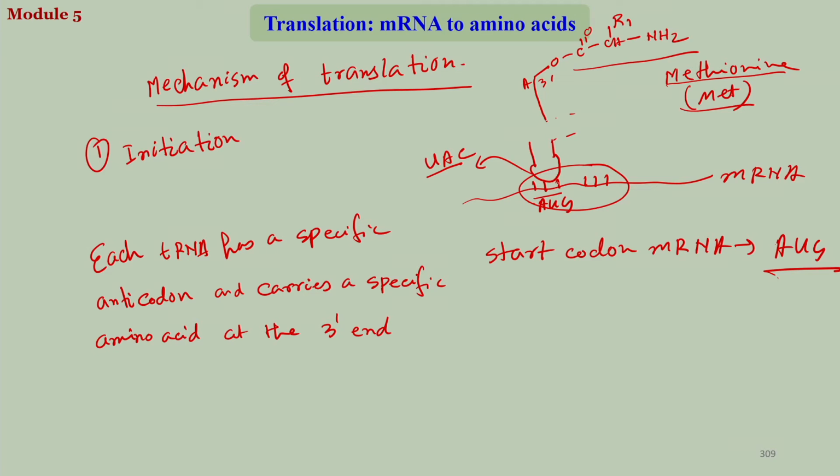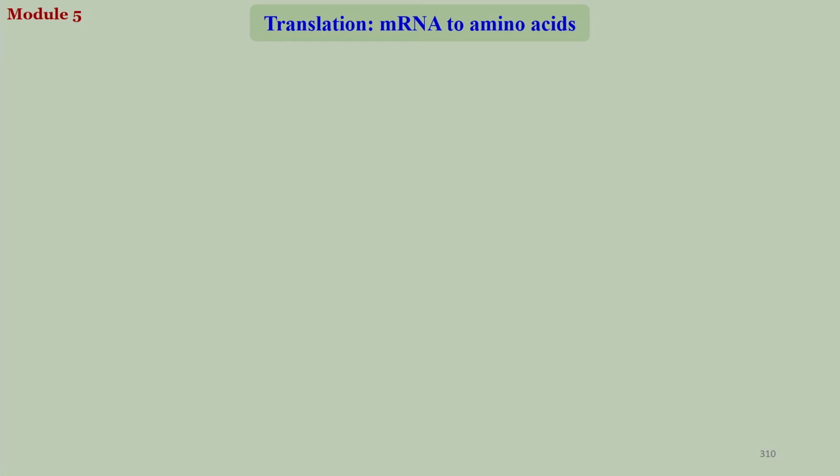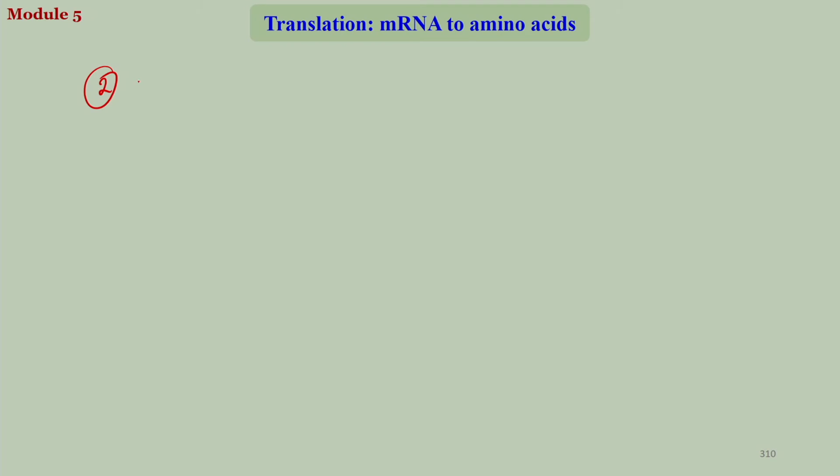So, if the anticodon is complementary to the codon of the mRNA, then they will hybridize, and this hybridization would be further stabilized by this assembly. So, that is the process of initiation. First tRNA carrying the first amino acid, which is methionine, comes and binds at the start codon of the mRNA, which is AUG. Now, what next you need? You need to bring another tRNA, so that there will be two amino acids which may react. So, the second step is known as elongation.